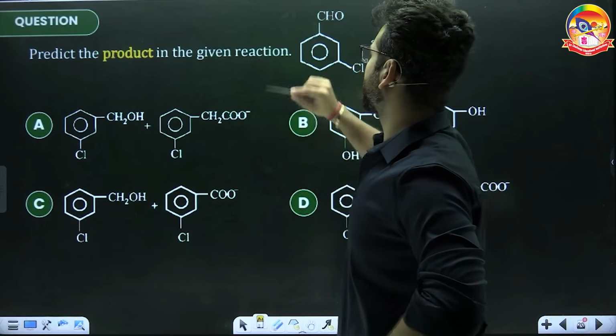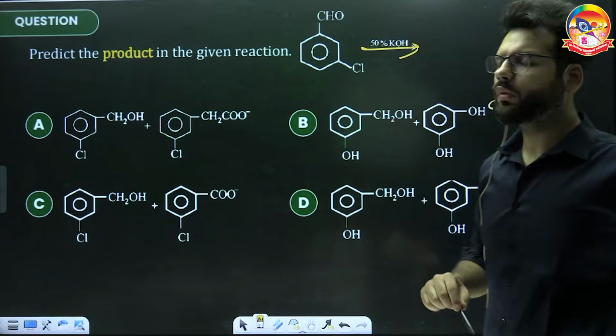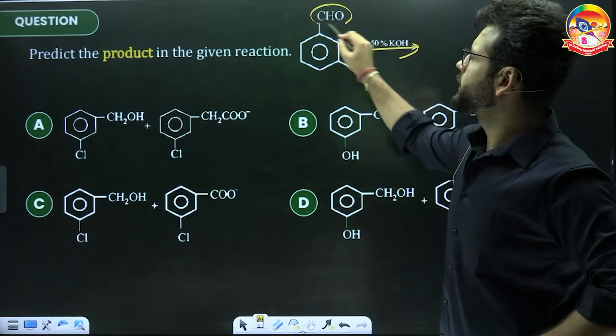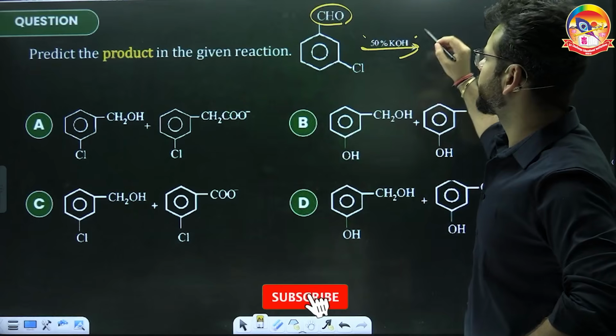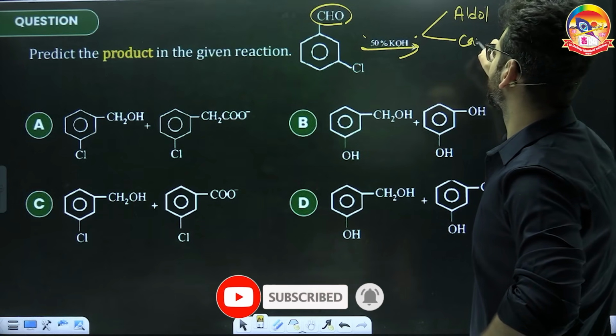Predict the product in the given reaction, 50% KOH is written. As soon as you go to the aldehyde chapter and think what reaction happens in the presence of KOH, it is either aldol or Cannizzaro.